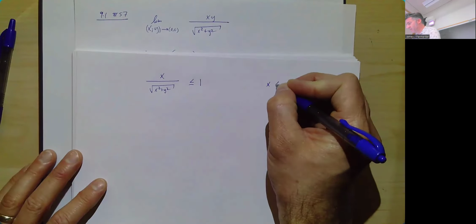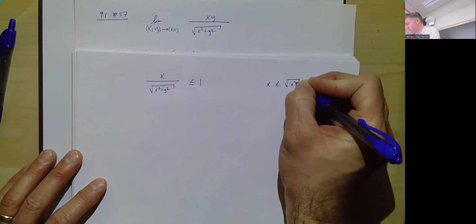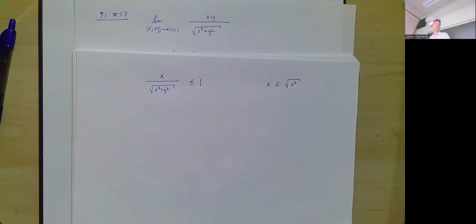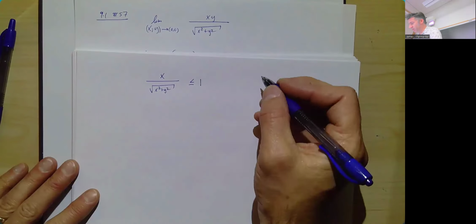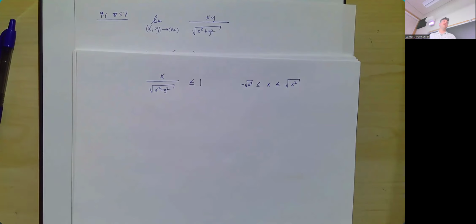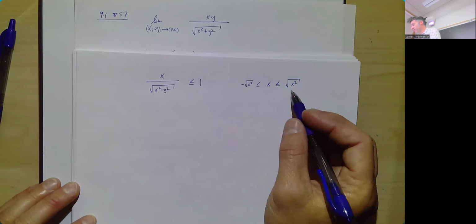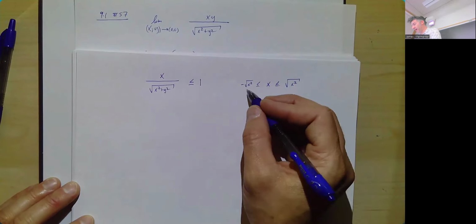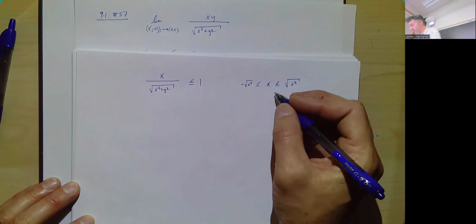x is definitely less than or equal to the square root of x squared. And it's also bigger than or equal to the negative square root of x squared. If x was 5, 5 is less than or equal to the square root of 25. If x is -5, -5 is bigger than or equal to the negative square root of -5 squared, which is -5.